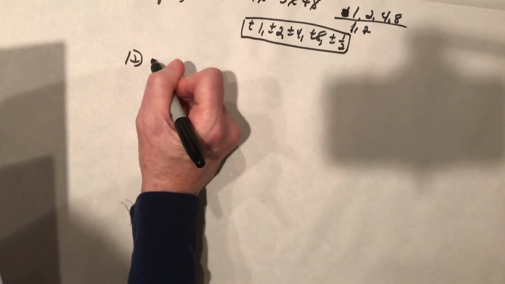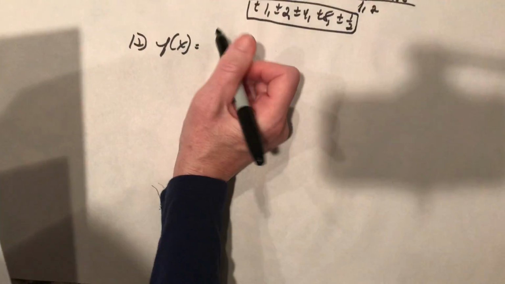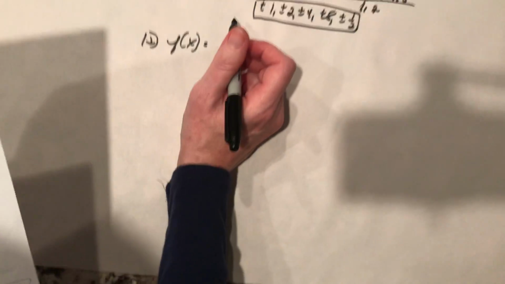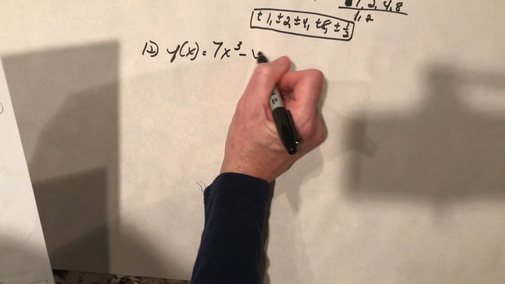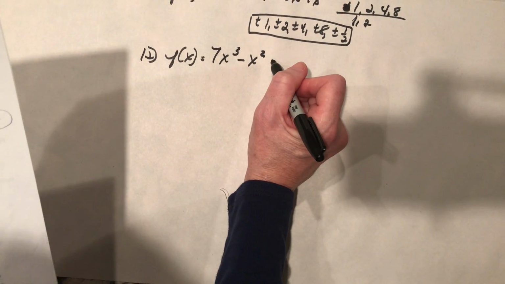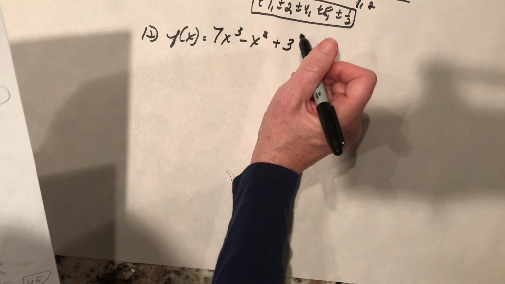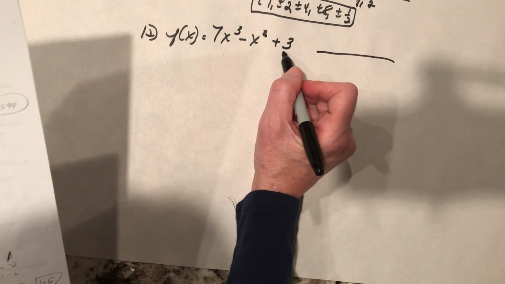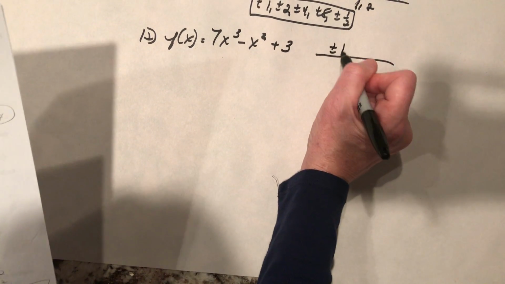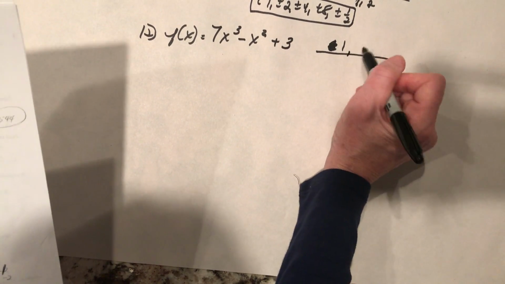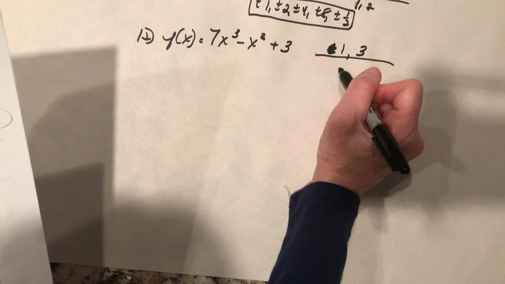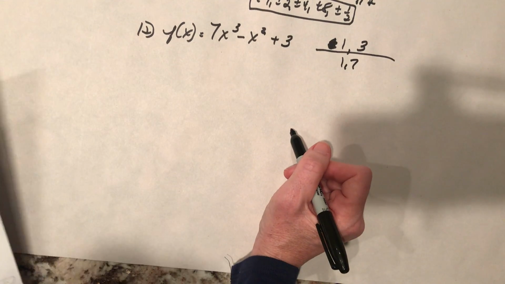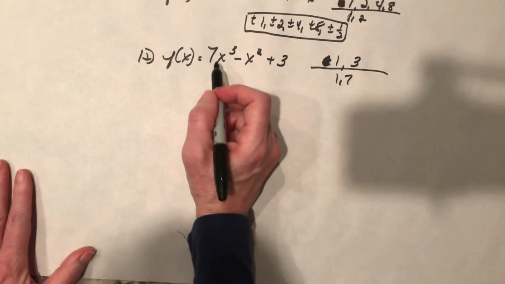Number 12 is asking you to do the same thing. Come up with the list of all possible rational zeros for 7x to the third minus x squared plus 3. And again, the numerator will be the factors of 3, plus or minus. 1 and 3 are the numbers that go into 3. The denominator, 1 and 7, go into 7.